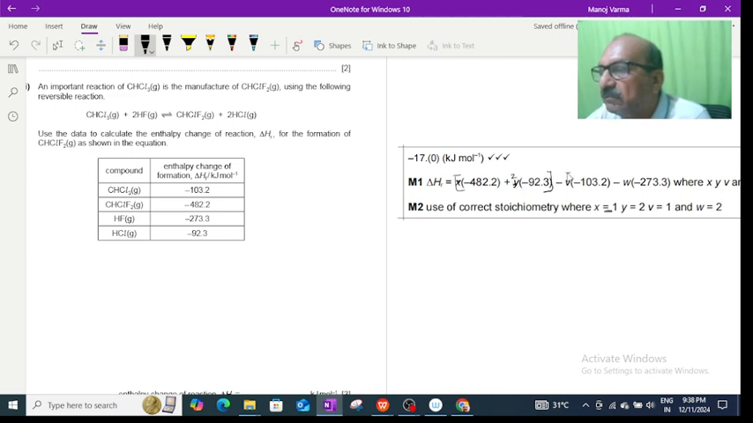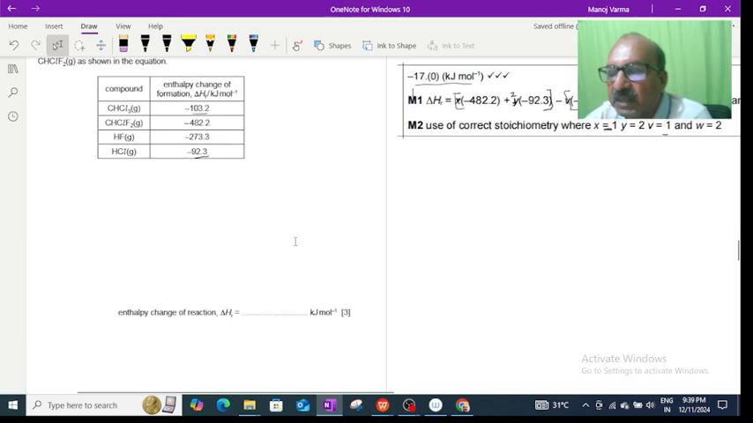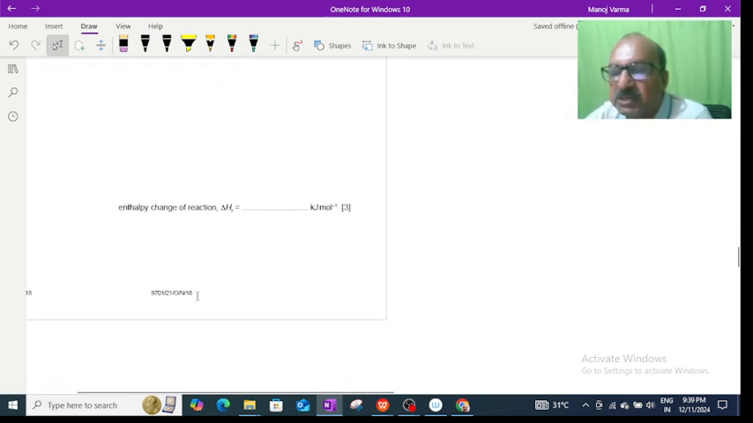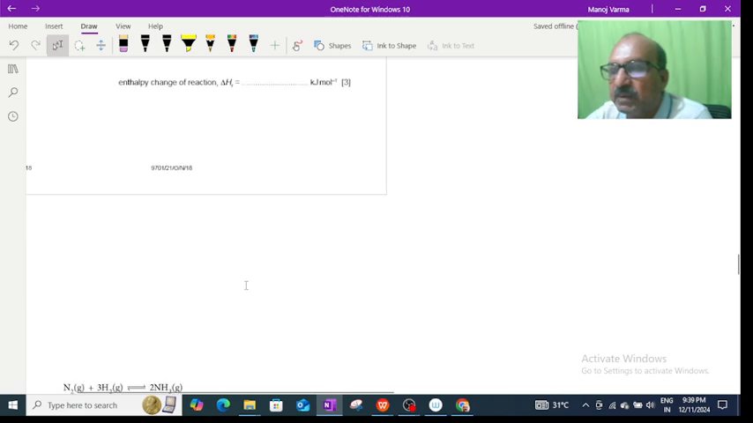And then you have to take all the values for the reactants. So for the reactants you have CHCl3, which is minus 103.2, which you see over here. Obviously this is 1, and then 2 HF, so HF is here minus 273.3, and this is twice. So just put the values and solve it, and you get the answer as minus 17.0 kilojoules per mole. So I think you understood this. This was pretty easy, and this was the question from the winter 2018 paper variant 21.